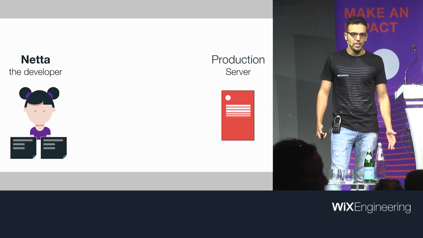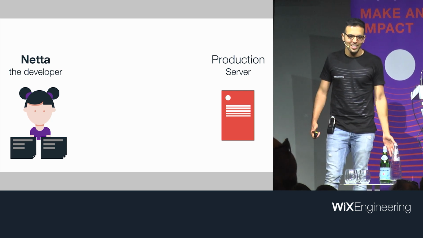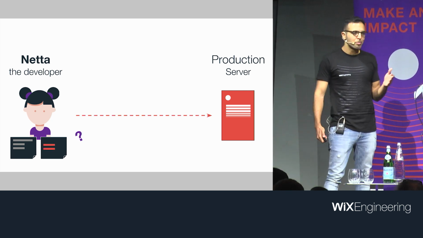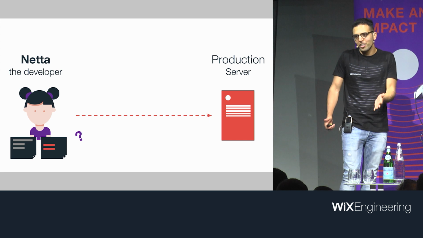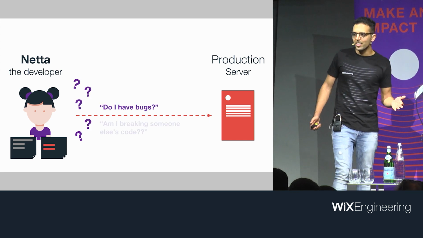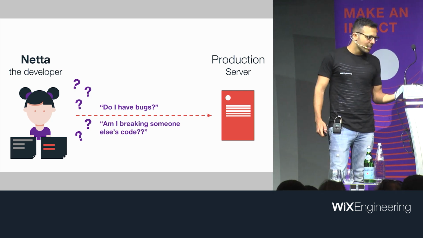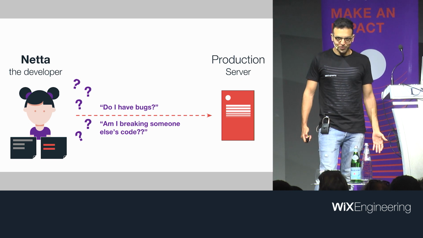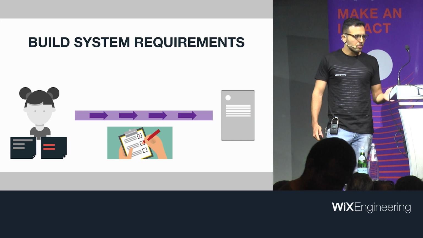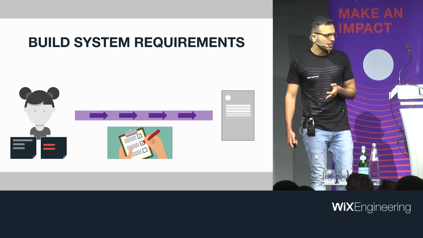So we start very basic, where on the one side, we have Neta, our developer, and on the other, we have the production server. Neta just made a brilliant change to her code and wants to ship the change into production. But Neta, just like any other responsible developer at Wix, asks herself, does she have any bugs? Is she breaking someone else's code? And so the build system gives her an easy way to ship her code to production while providing her tools to validate its correctness.